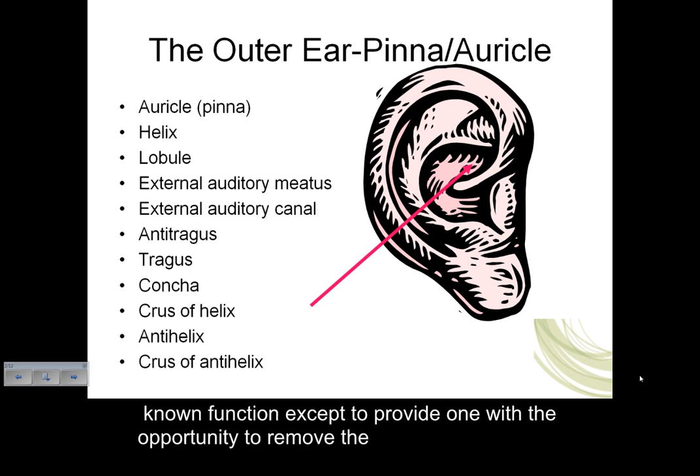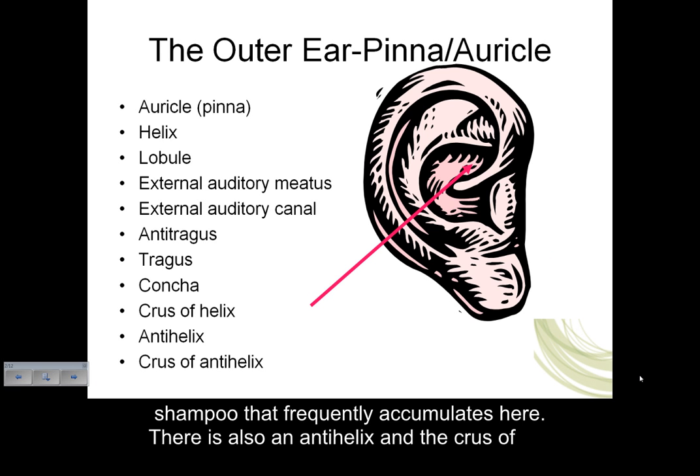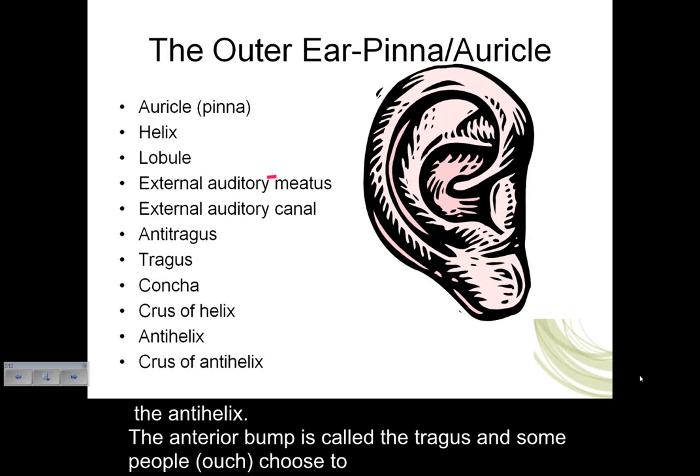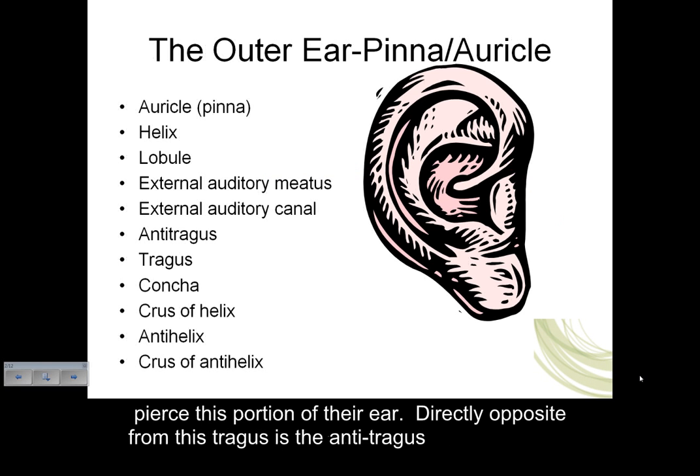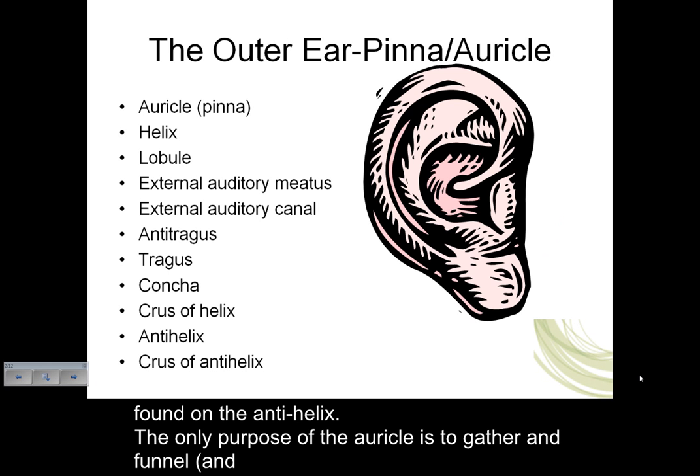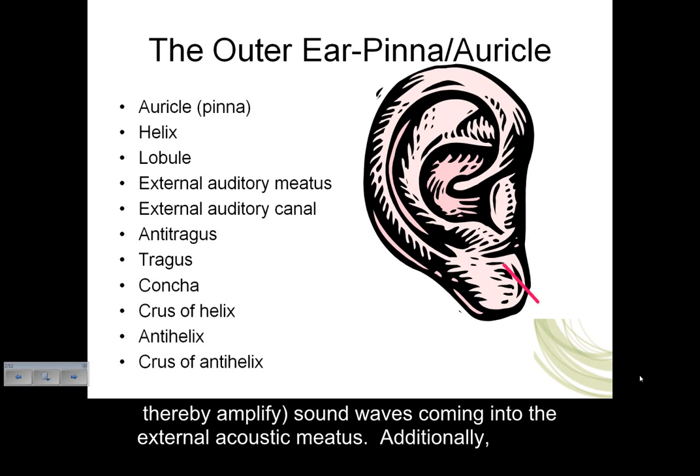This has no known function except to provide one with the opportunity to remove the shampoo that frequently accumulates here. There is also an antihelix and the crus of the antihelix. The anterior bump is called the tragus, and some people, ouch, choose to pierce this portion of their ear. Directly opposite from this tragus is the antitragus, found on the antihelix.